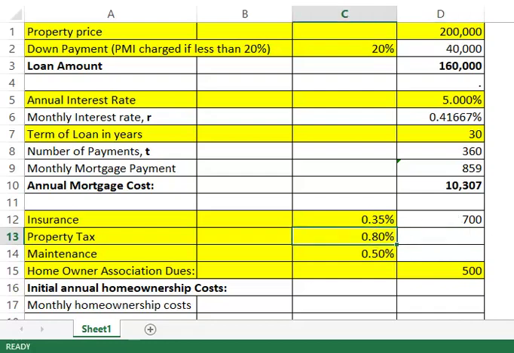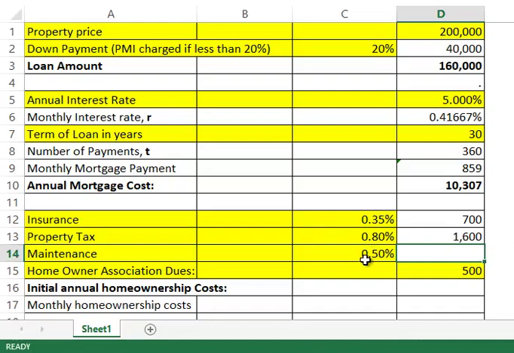Property tax, again, can totally vary, depends on your city, your state. A ballpark figure is this. This is the area I live in, 0.8%. Again, you can change that for a different area. So equals this figure times the property price, 200,000, which is D1. So equals C13 times D1. So we're looking at about $1,600 a year in property tax.